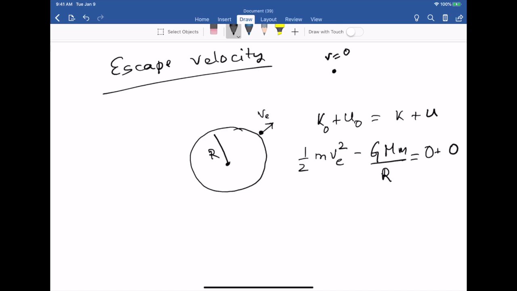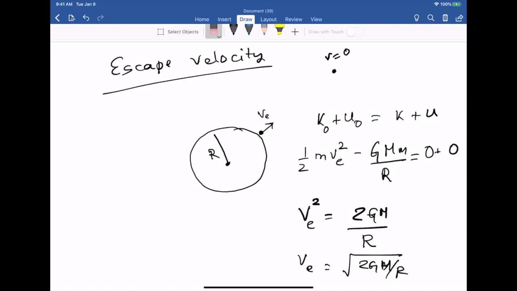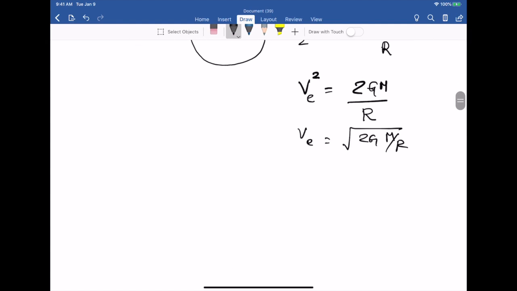So you have an expression which you can rearrange and isolate the escape velocity. So let's go ahead and do that. If you just do a little bit of algebra, you'll find that v escape squared is equal to 2GM divided by R. And so the escape velocity is equal to the square root of 2GM divided by R. And that's the escape velocity.